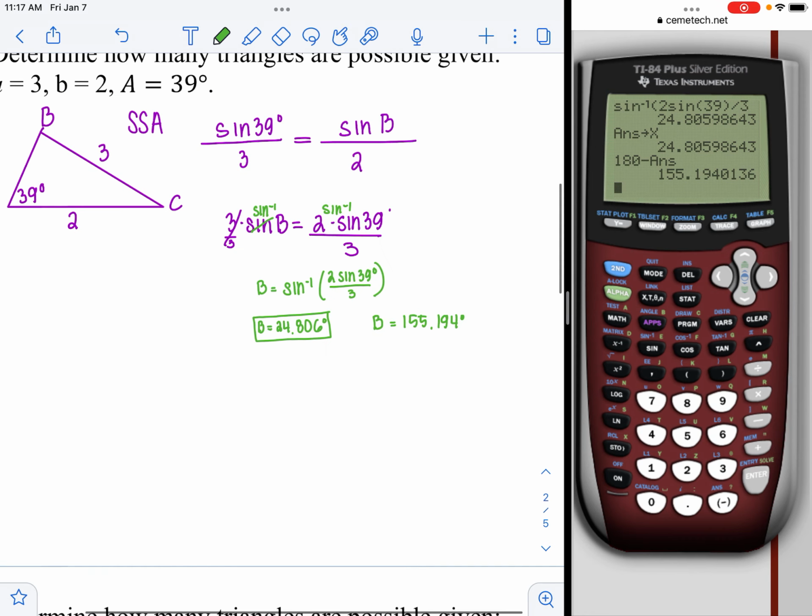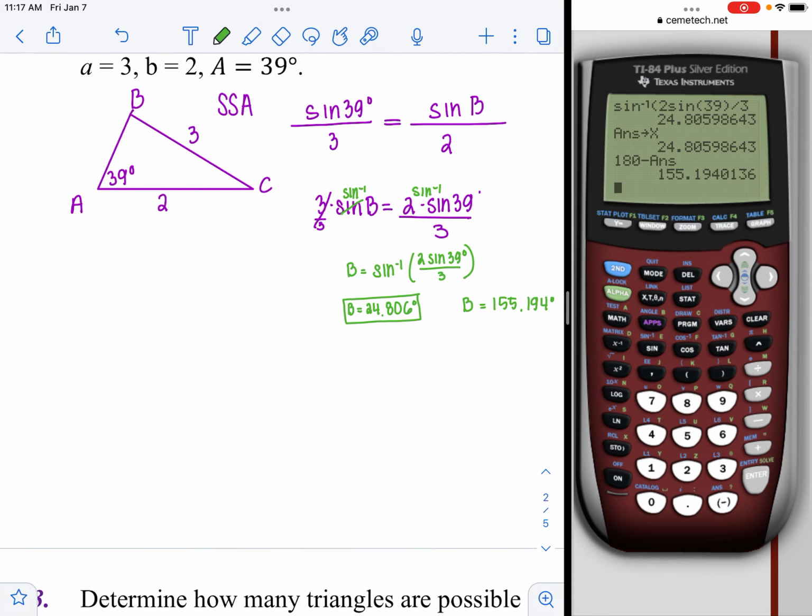155.194. So now I'm going to go look to see if it could be 155.194. So can this be 155.194 degrees? No, because that's over 180. So that is not a possible triangle. So we only have one triangle here. I can cross this off. And now I can find the rest of the triangle.